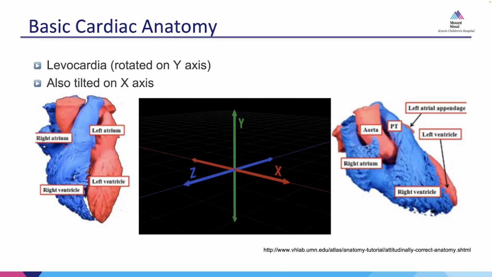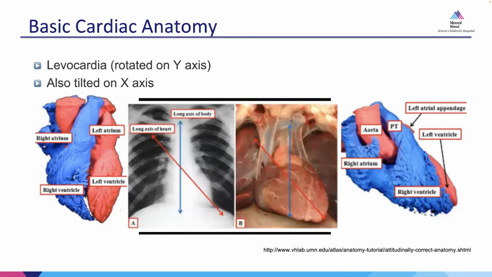But it's on the left because it is both rotated on a y-axis, which is why it's levocardic, but then it's also tilted upward on an x-axis. So it kind of lies more horizontally than you might think that it does. So in actuality, the heart sits in the body more like the figure on the right.